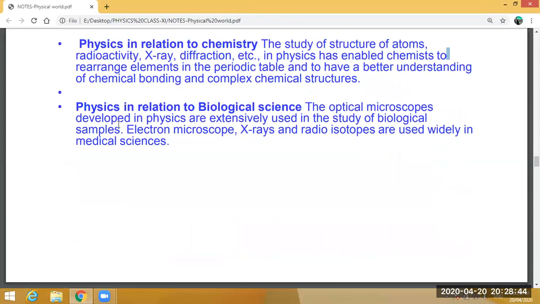Now, physics in relation to biological science. How knowledge of physics helps in understanding biological science: the optical microscopes developed in physics are extensively used in the study of biological samples. Electron microscopes, X-rays, and radioisotopes are all widely used in medical science. Therefore, physics is also helpful there.